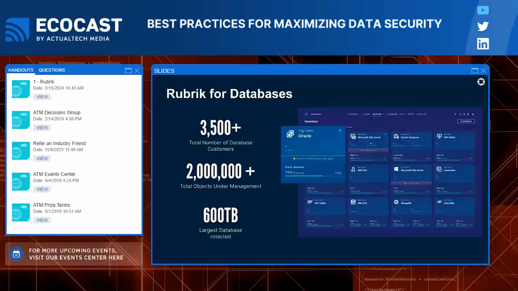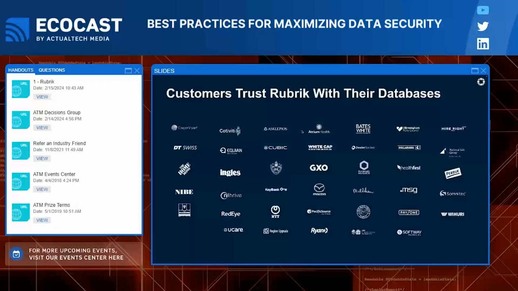And I'm proud to share that Rubrik is protecting databases for more than 3,500 customers with nearly 2 million database objects under management today, with some of the largest databases under protection coming in at that impressive 600 terabyte mark. And that's from customers, big and small, across multiple different markets and across the globe. And they all trust Rubrik to protect these mission critical systems. Customers like Wed2B, the Estee Lauder companies, Pampered Chef, and even the Aaron's company.